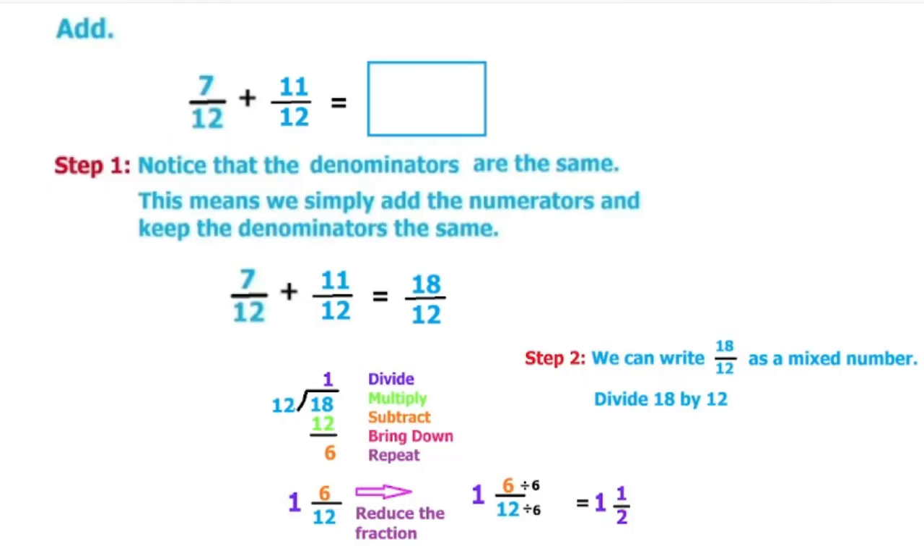And let's put that in the box. So 7/12 plus 11/12 equals 1 and 1/2. And that's the answer.